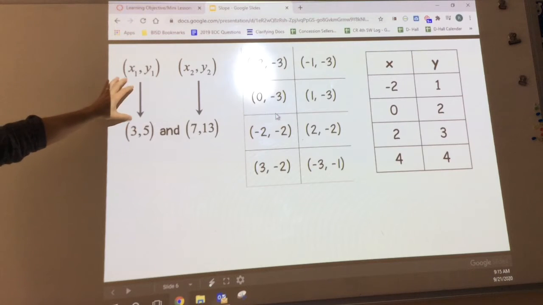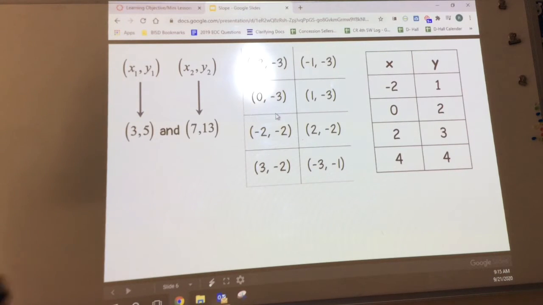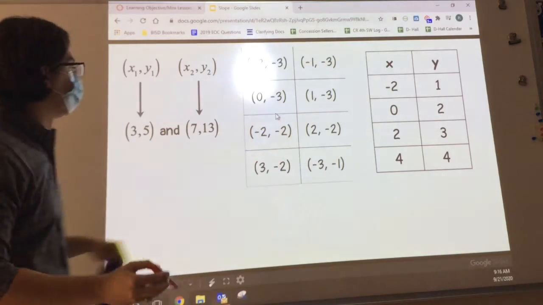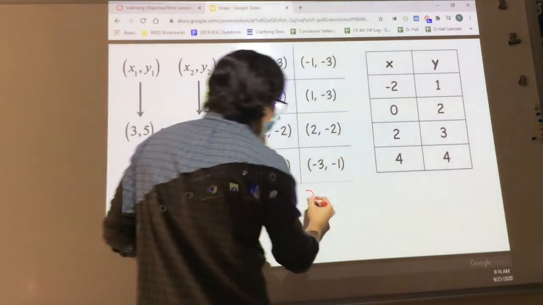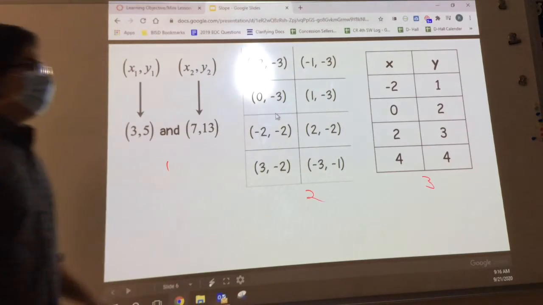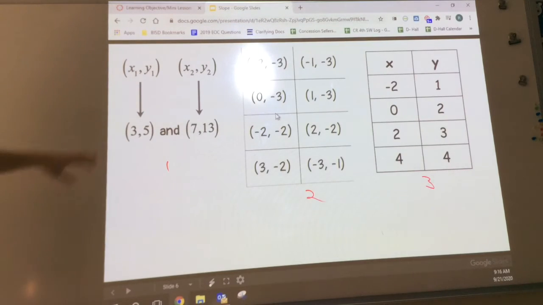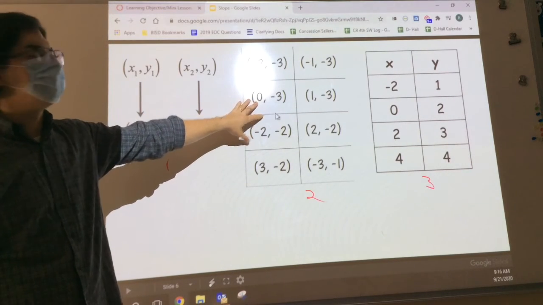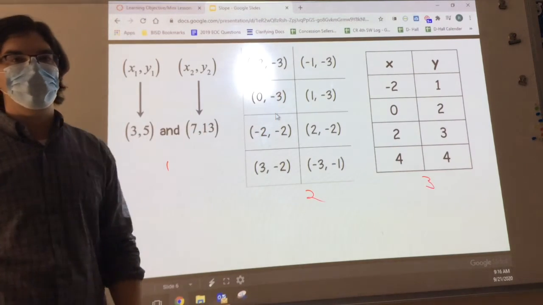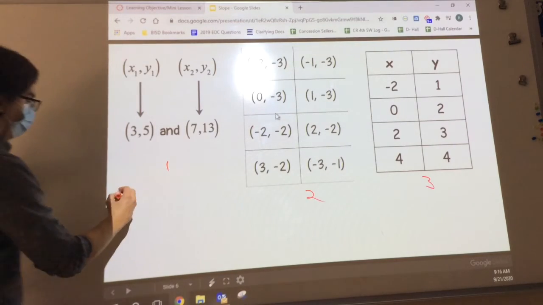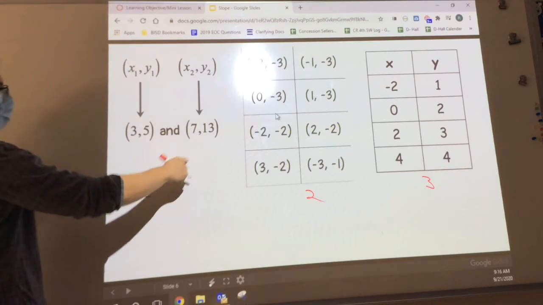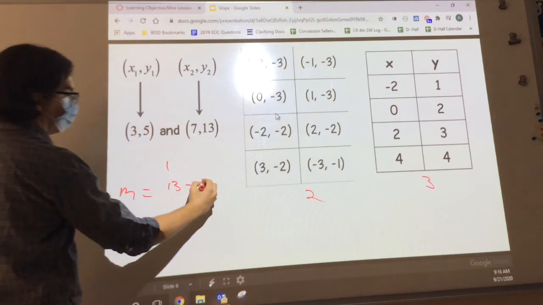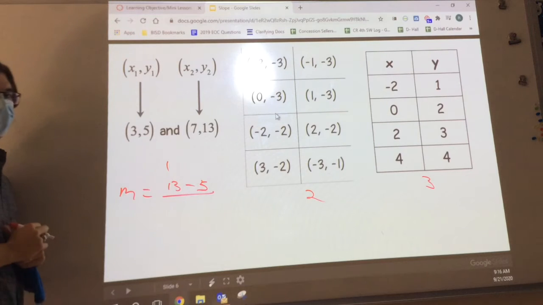Okay, that's where we're getting this from. Then, these are ordered pairs. These ordered pairs work out. These are all different problems. Like this is problem 1, this is problem 2, this is problem 3. Here we could find the slope. Here we could take any of these ordered pairs to find slope. Over there we could also find slope. So let me just show you real quick. M equals y2, which is 13, minus y1, which is 5. We're good with that setup.